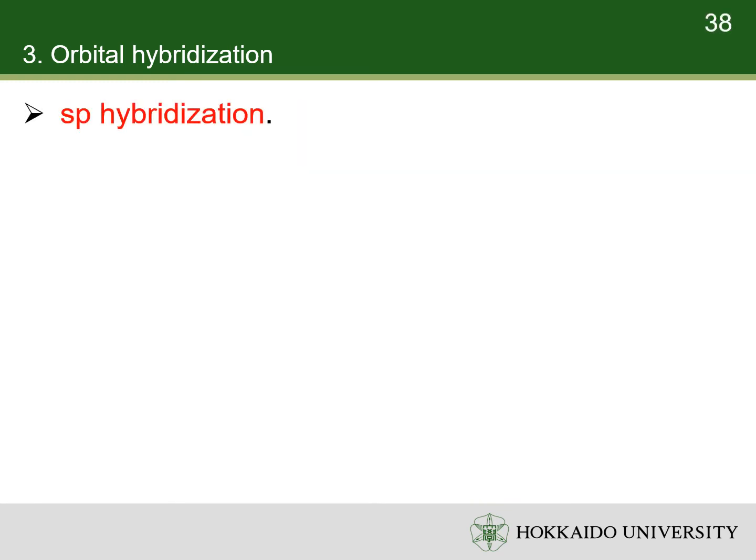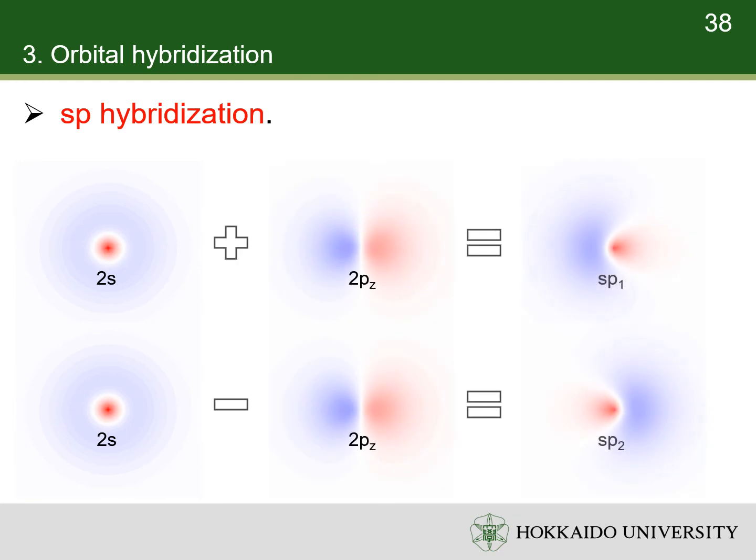The simplest orbital hybridization is the combination of the s orbital and one of the p orbitals. It is called sp hybridization. Here, I use the combination of 2s orbital and 2pz orbital as an example. There are 2 ways of linear combinations.